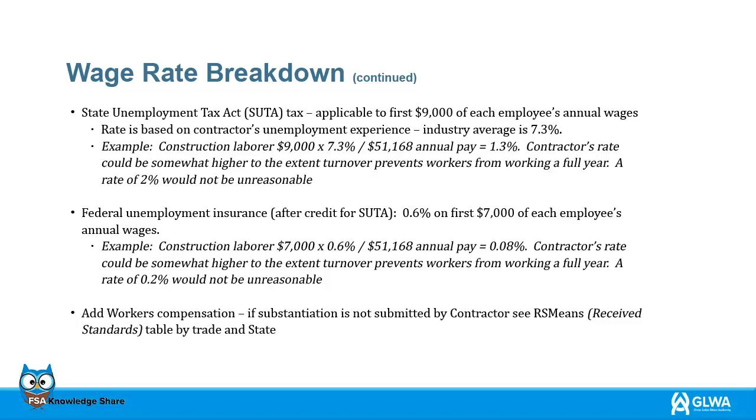Here is an example for a construction laborer. $7,000 times 0.6% divided by $51,168 annual pay equals 0.08%. The contractor's rate could be somewhat higher to the extent turnover prevents workers from working a full year. A rate of 0.2% would not be unreasonable. Add workers' compensation; if the contractor does not submit proof, use the RS Means table by trade and state.